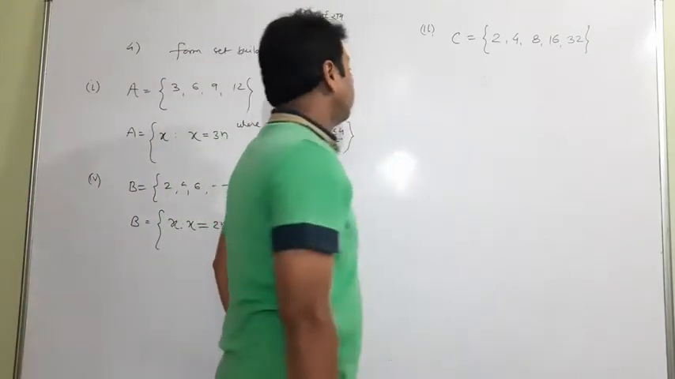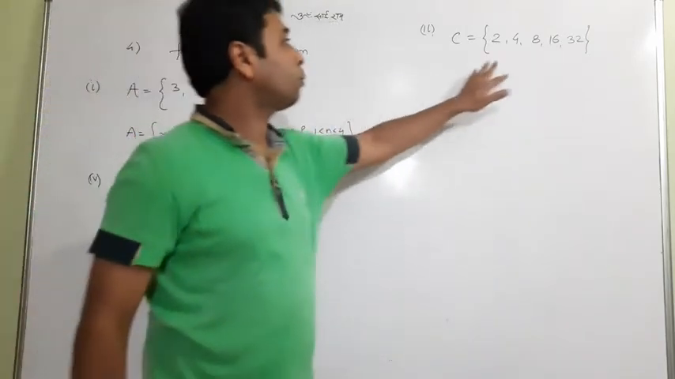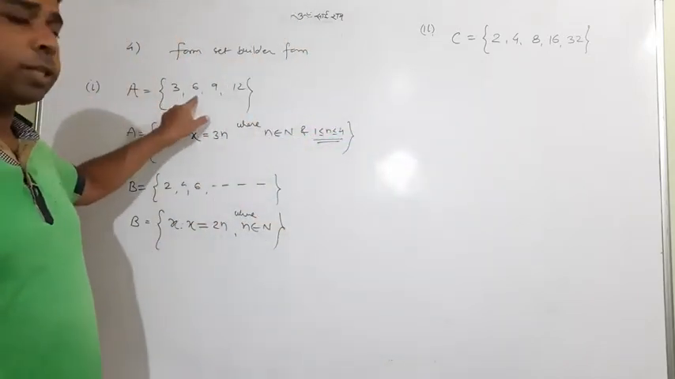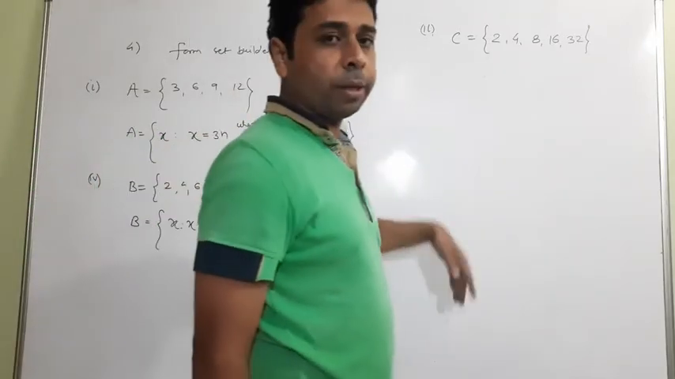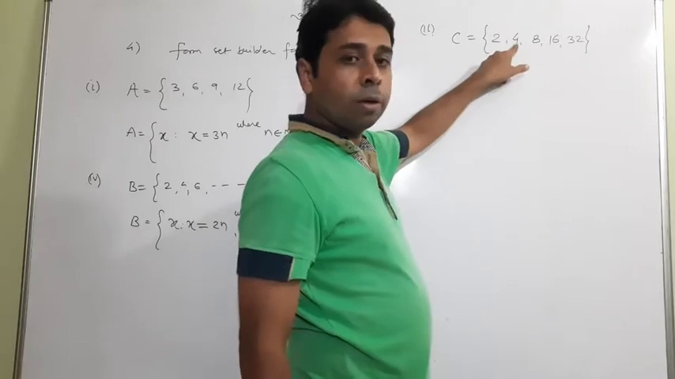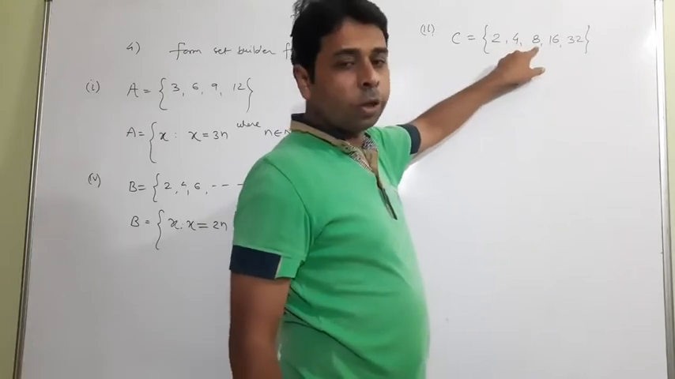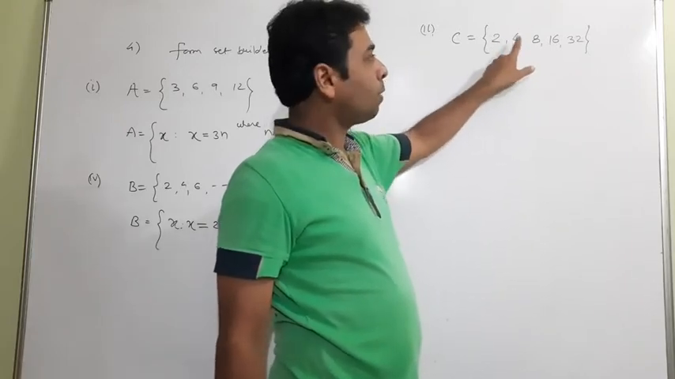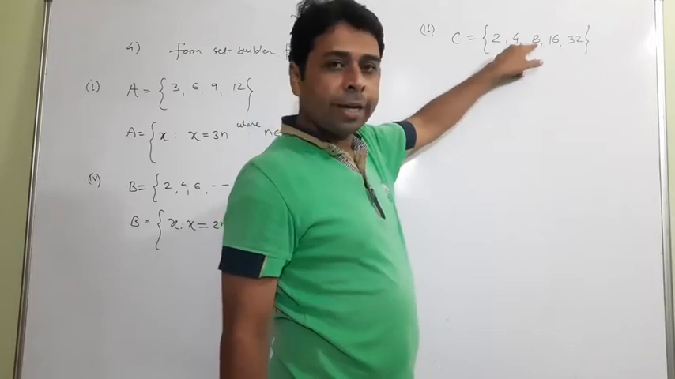What is the difference between these two kinds of questions? This was a table: 3 2s are 6, 3 3s are 9. This is not a table: 2 2s are 4, 2 3s are 6. No, it is not 6, it's 8. Actually, 2 2s are 4, 4 2s are 8, 8 2s are 16.